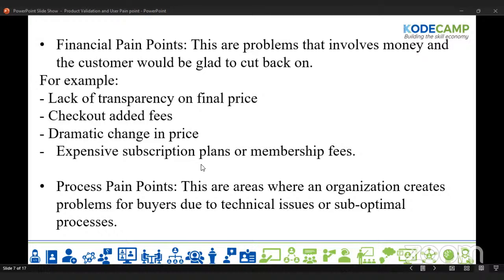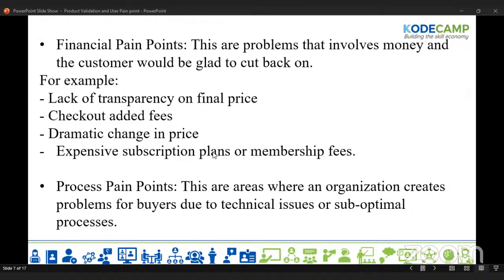So financial expense points, financial pain points are areas where prospective customers are spending too much money. These are areas whereby customers are spending their money because they don't have an option. We give them an option to change this. So these are problems that involve money, and customers would be glad to cut back on.